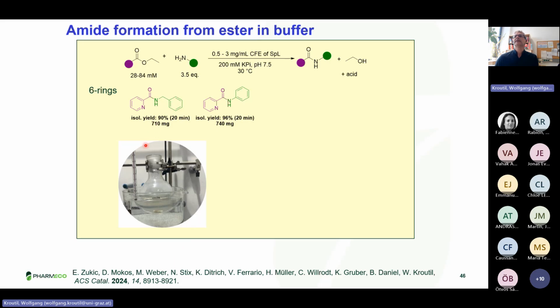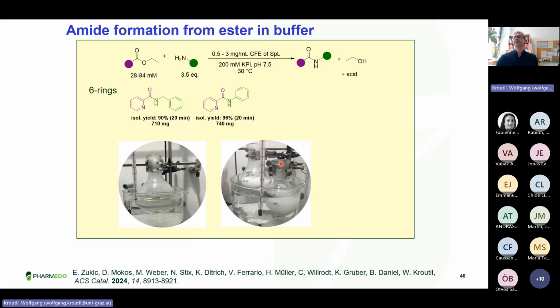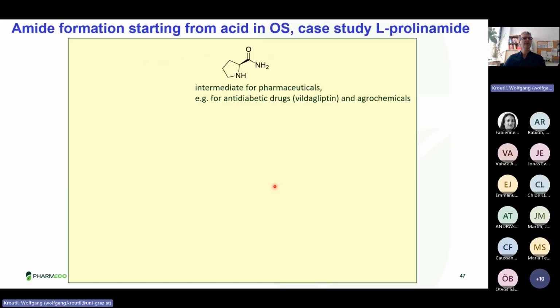So we're doing this here at gram scale, and within 20 minutes it's done, and you just need to filter off the product to then get your amine in rather high purity. So that is a rather efficient way to do that, starting from the ester in buffer.